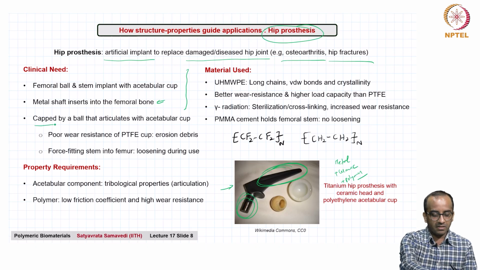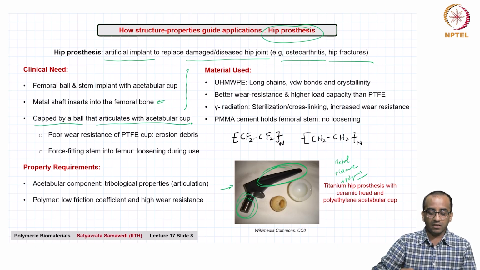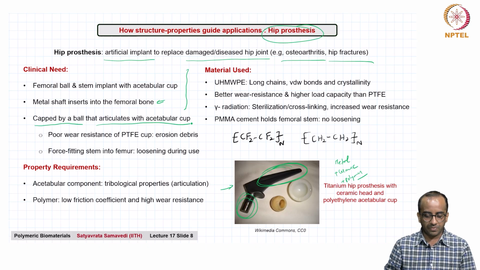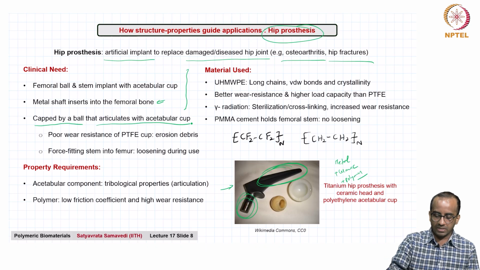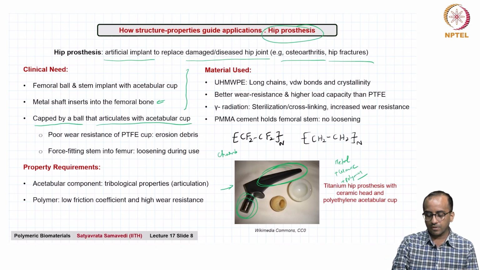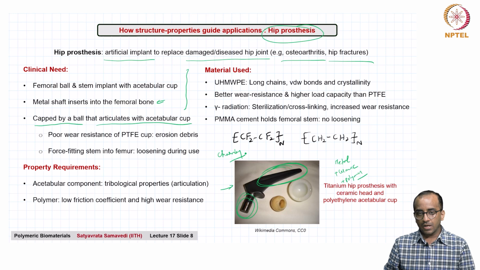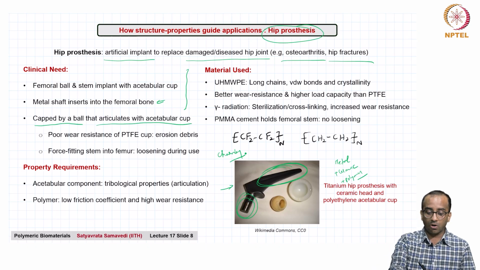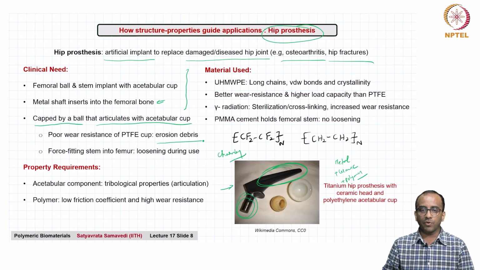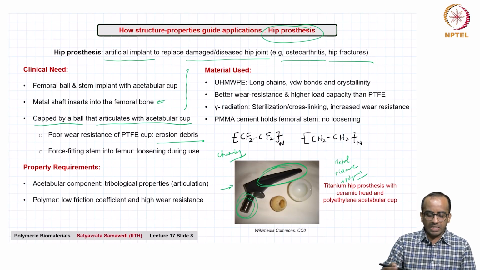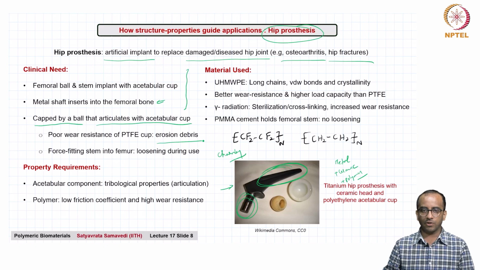Like I say here, it's capped by a ball that articulates with the acetabular cup in the joint. Now, the original material that was used, if you recall the scientist here, Charnley, the initial models used PTFE based materials for the cup, and that led to a lot of erosion debris because of very poor wear resistance of PTFE. In fact, Charnley warns that long term this can have very significant negative impacts.